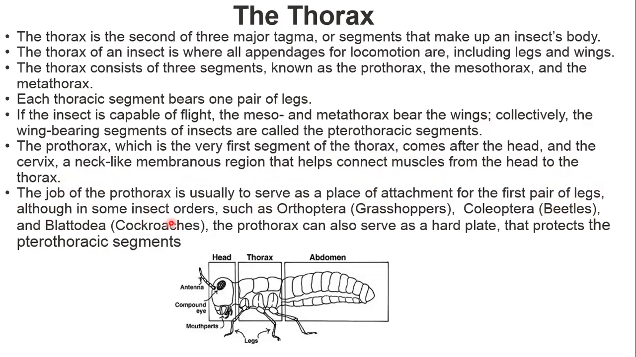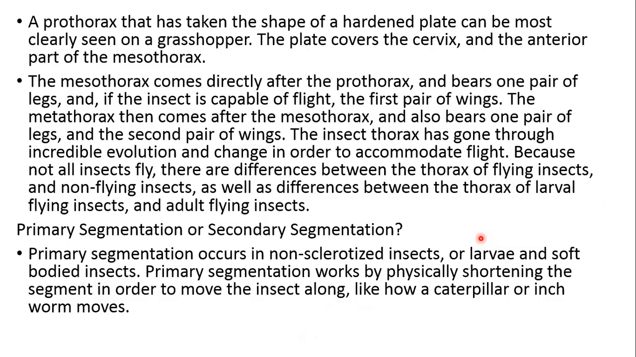legs, although in some insect orders such as Orthoptera, where the grasshoppers are included, Coleoptera, beetles, or Blattodea, where the cockroaches are included, the prothorax can also serve as a hard plate that protects the pterothoracic segments. The prothorax that has taken the shape of the hardened plate can be most clearly seen in grasshoppers. The plate covers the cervix and the anterior part of the mesothorax.